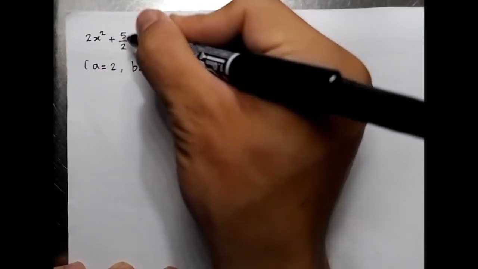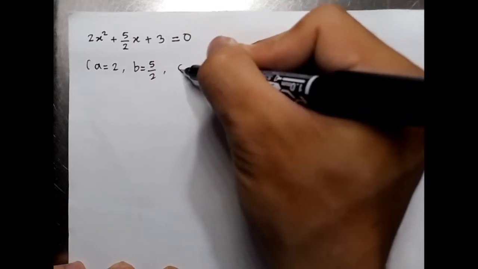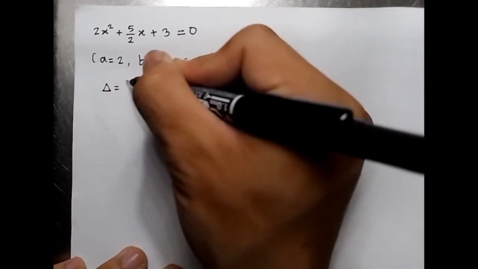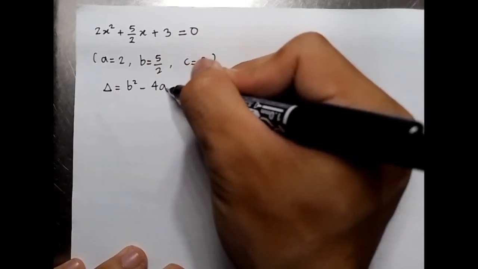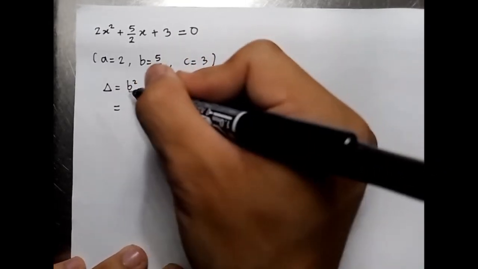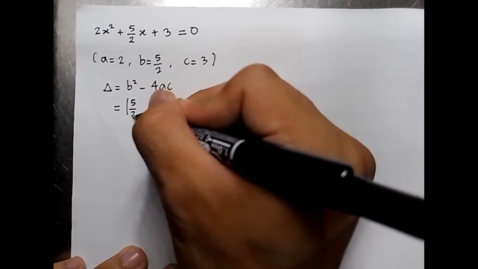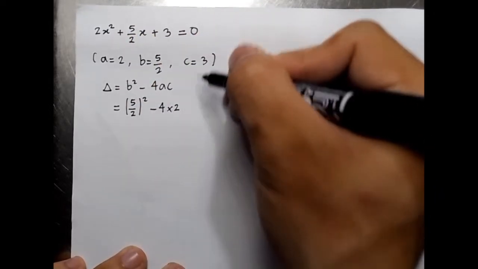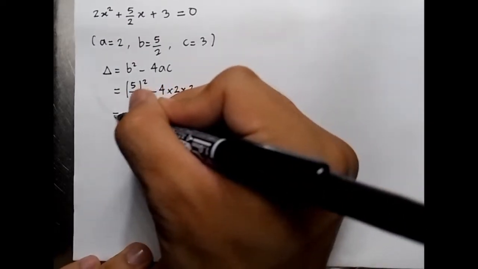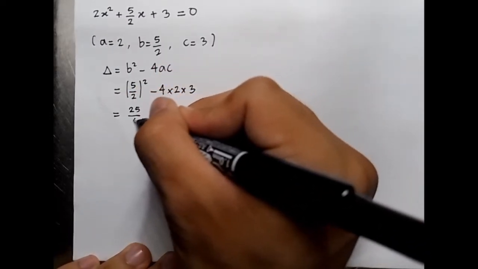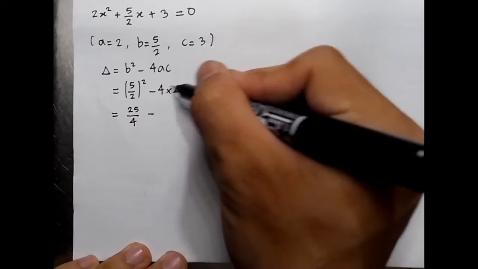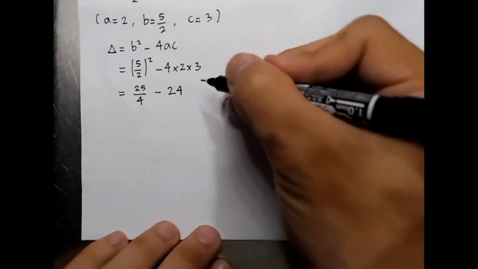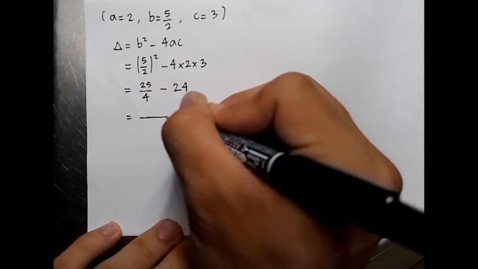So we're going to find the elements: A is equal to 2, B is equal to 5 over 2, and C is equal to 3. Right, now we have to find delta. Delta is equal to B squared minus 4AC. B squared is 5 over 2 squared, and then minus 4 times A, which is equal to 2, times C, which is equal to 3. Okay, do the calculations. 25 over 4 minus 4 times 2 is 8, 8 times 3 is 24. Okay, find the common denominator.